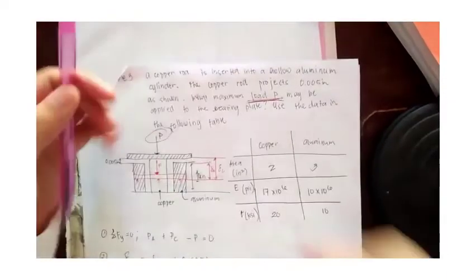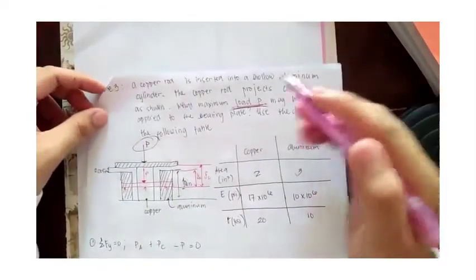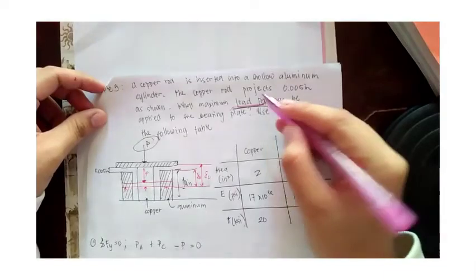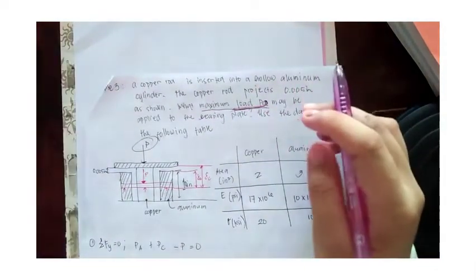A copper rod is inserted into a hollow aluminum cylinder. The copper rod projects 0.005 inches as shown. What maximum load P may be applied to the bearing plate? Use the data in the following table. So, load P, or maximum load P, is what we are looking for.